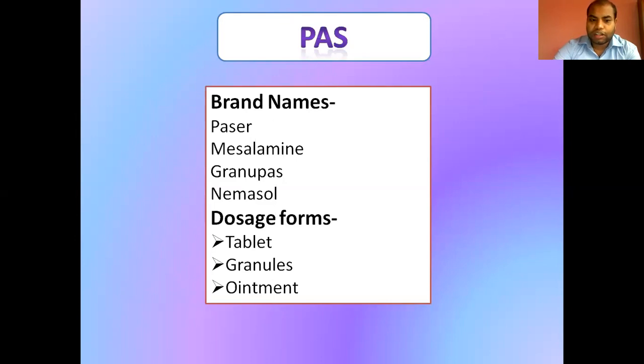along with other brand names like Nimasol, and the dosage forms available for para-amino salicylic acid are tablet, granules, and ointment.